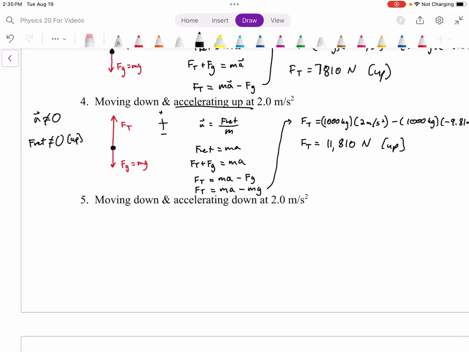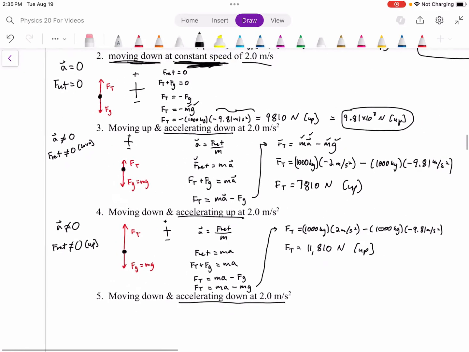All right, last one here. Moving down and accelerating down at 2 meters per second squared. Once again, which one of those is important for thinking about the forces involved? Right, the downward acceleration, okay? In fact, do you think this is going to be any different than this? Number 5, is that going to be any different than number 3? It's not in terms of the forces involved, right?